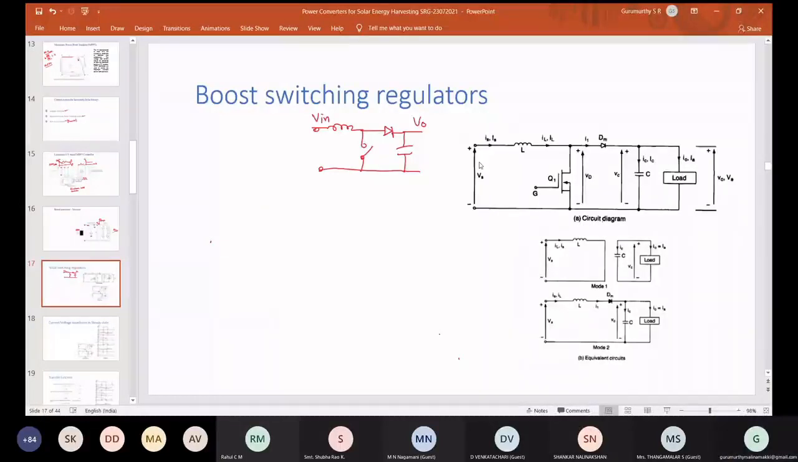Now let us try to understand how it works. There is a switch which is a MOSFET.